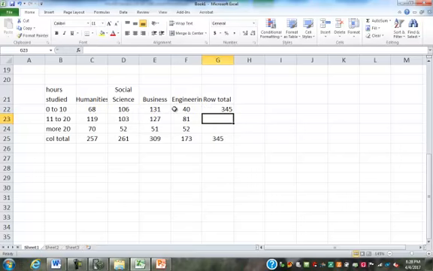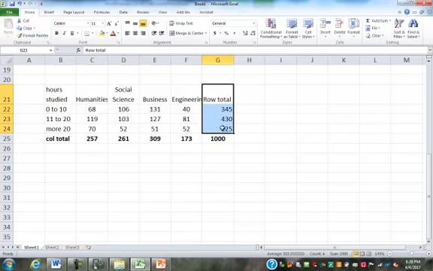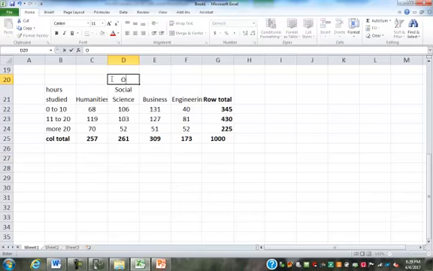Sum those up and run it down. It does give us 1,000, so we're good there. I'm just going to bold those so I know their totals are not really part of the data. Now, this is my observed values up here. I'm going to put another table down here for my expected values.